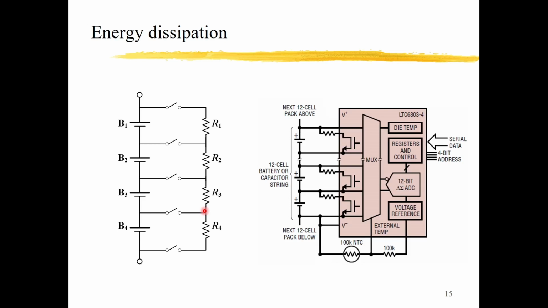Okay, but we have to equip the switches here. That is, we don't want to dissipate the energy all the time. Okay, we do not want to constantly dissipate the energy. We only want to dissipate the energy when it is necessary. Usually, we will only dissipate the energy to achieve balance when we charge the battery.